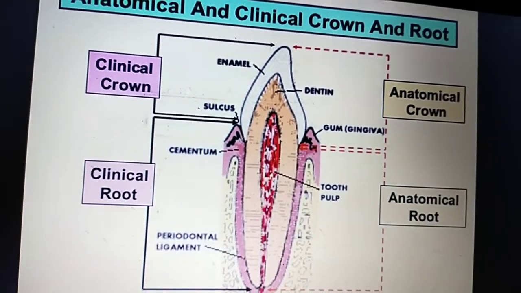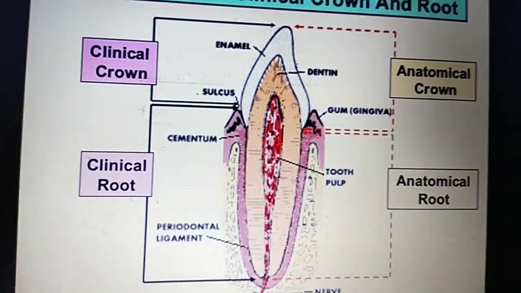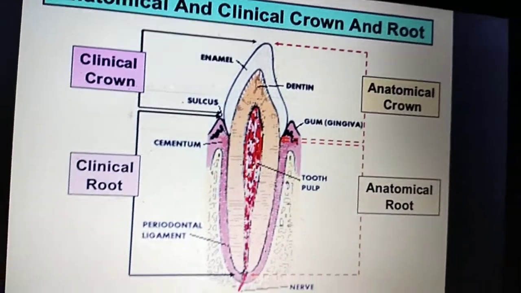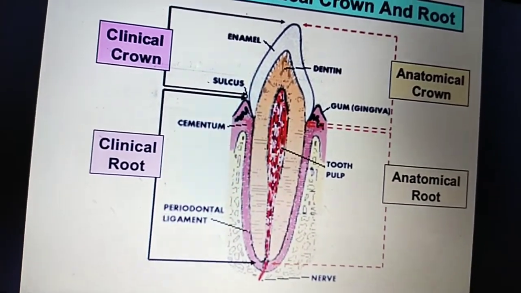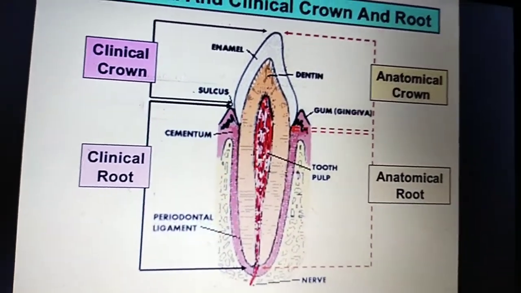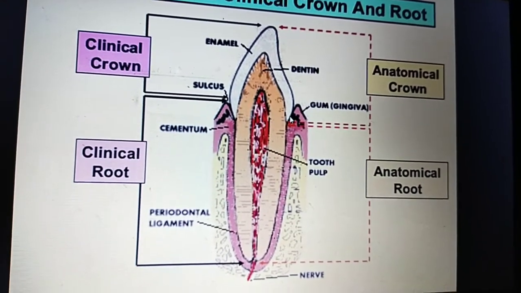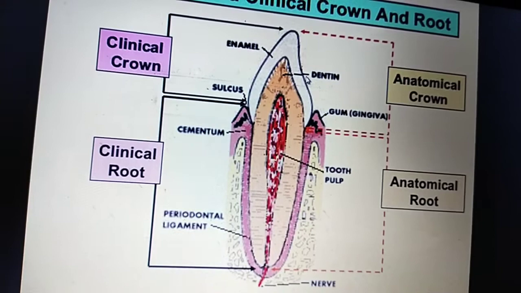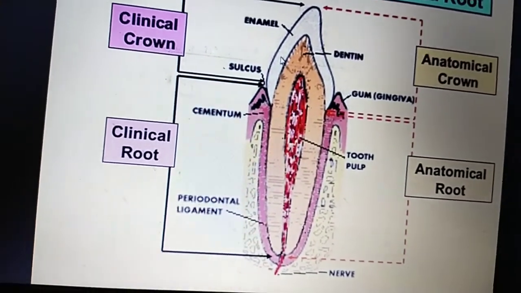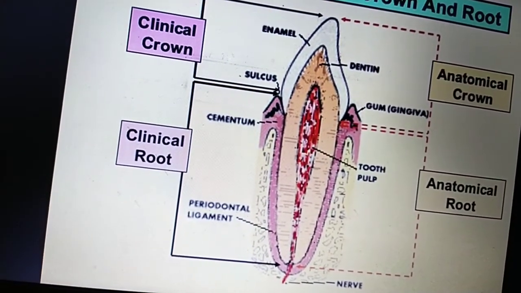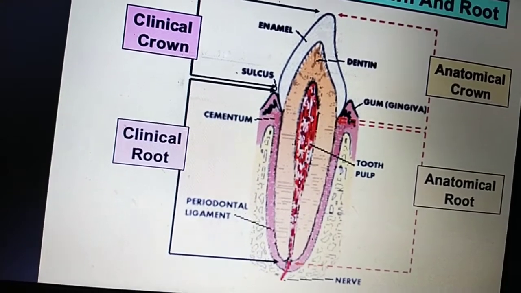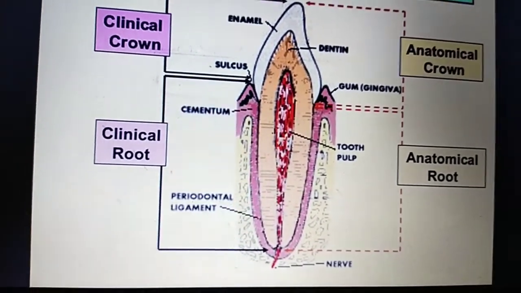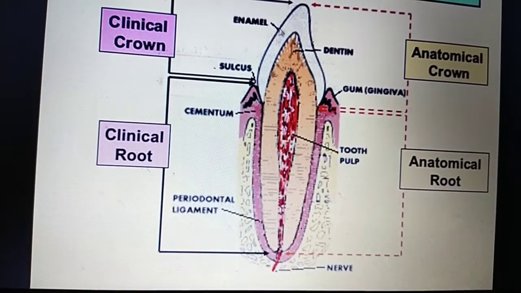The anatomical crown is the crown usually covered by enamel. This is the enamel. Enamel is the mineralized and hardest part of the teeth. This is the white color you can see, and it is translucent.